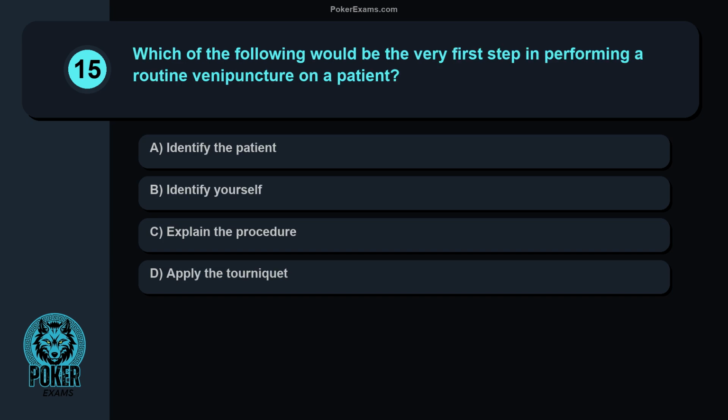Question 15. Which of the following would be the very first step in performing a routine venipuncture on a patient? Identify the patient. Identify yourself. Explain the procedure. Apply the tourniquet.